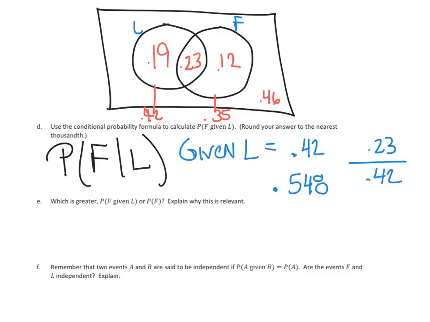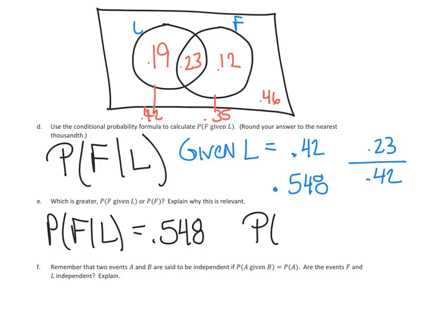So which is greater, the probability of F given L or the probability of F? Well, let's go ahead and find out. The probability of F given L, we just said, was 0.548. Now we need to compare that to the probability of just F. So the probability that I'm in circle F is that total circle, so that's 0.35 divided by the entire sample space, which of course is 1. So that's just 0.35.